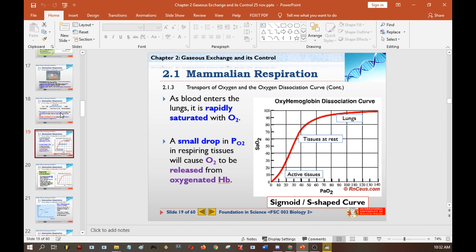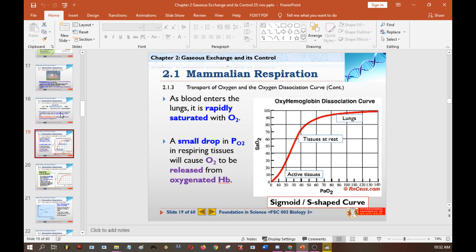Okay, so as you can see in this curve, it is kind of like a hill. On the y-axis you have the SaO2, and on the x-axis you have the PaO2. SaO2 means how much oxygen is in your blood. PO2 is the pressure of oxygen in the lungs.